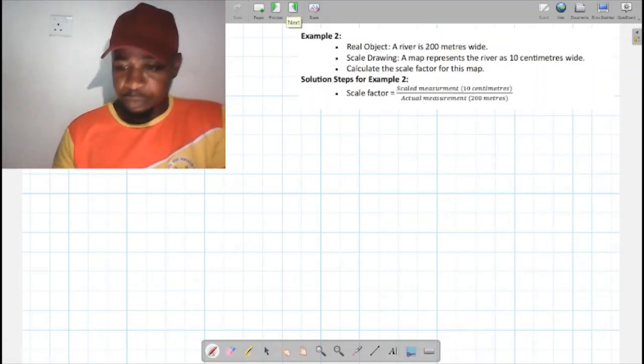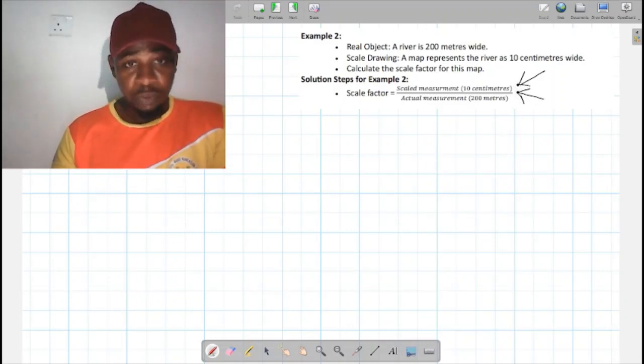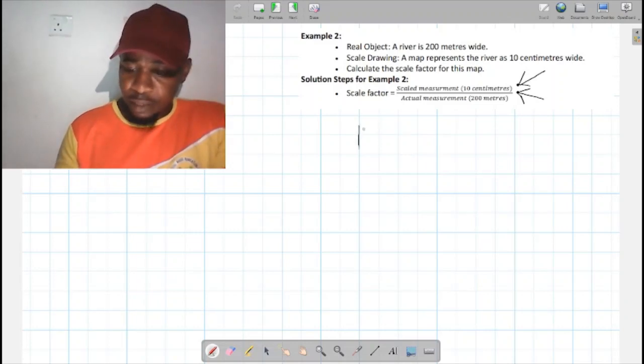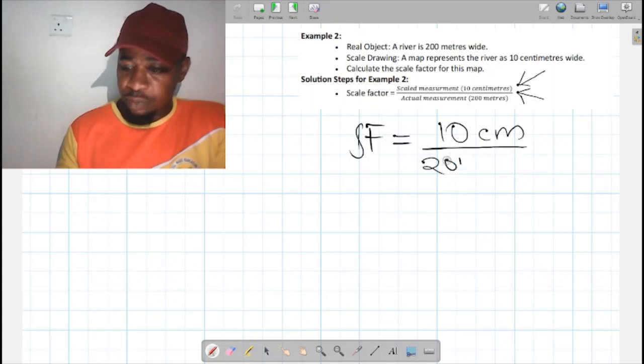Here is the example. The river is 200 meters wide and the map represents it as 10 centimeters. So to calculate that, we're going to do scaled measurement, which is the paper measurement, divided by the actual measurement, which is 200 meters. So we're going to have scale factor equals 10 centimeters divided by 200 meters.